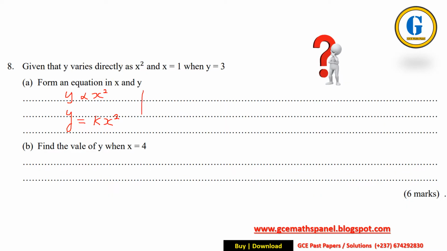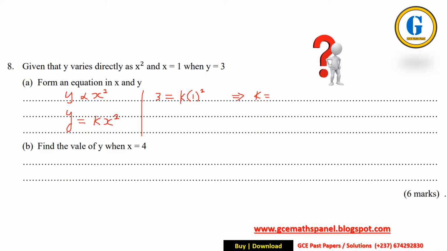So from here now we are being told that when x is 1, y is 3. So here we'll say 3, because y is 3, should be equal to our k times x squared, but our x is now 1, right? x is 1, so times 1 squared. 1 squared is 1, right? So from here we can see very well that we have 3 equal to k, and k is equal to 3.